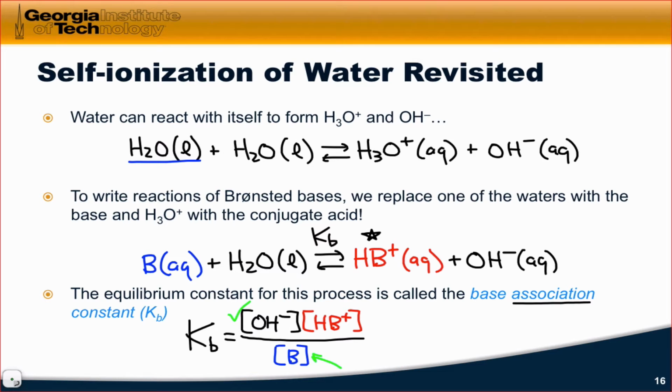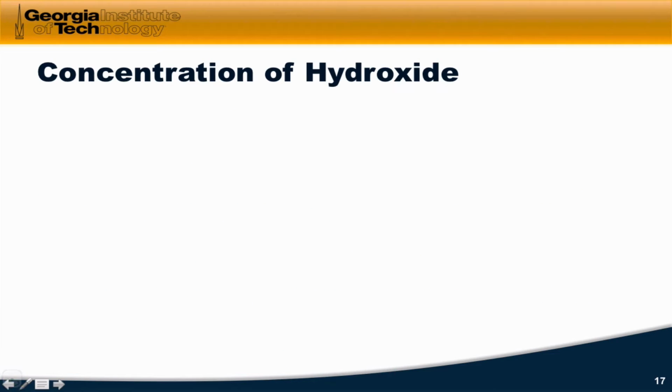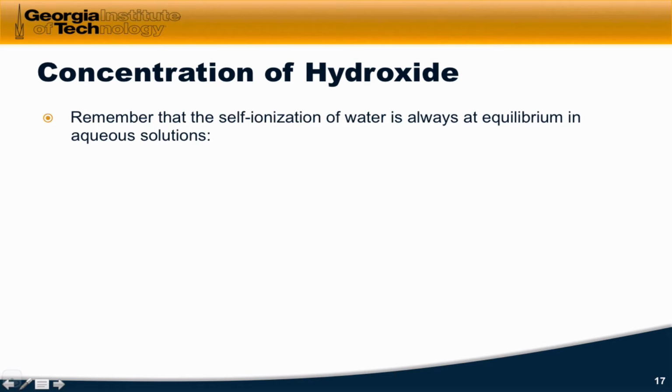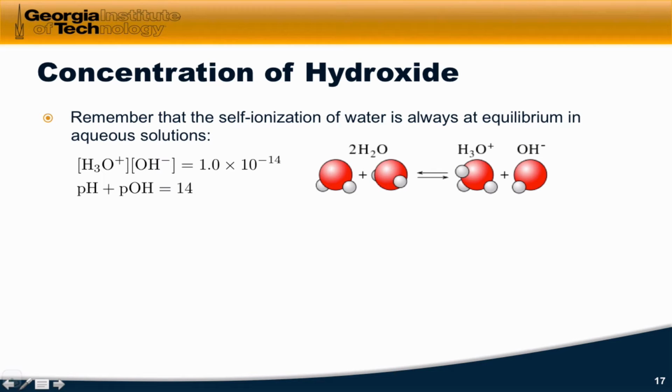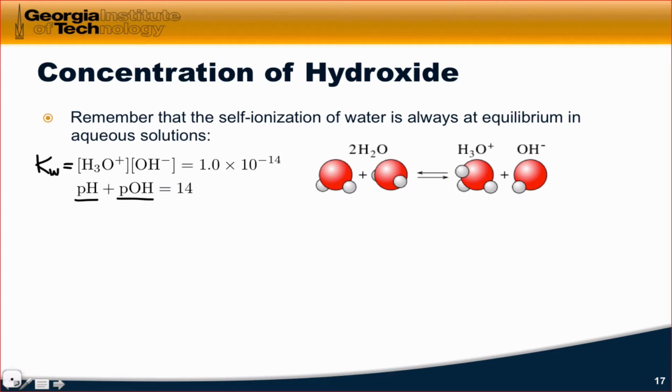So the question arises, how do we get from an equilibrium hydroxide concentration back to, say, a concentration of H3O+ or a pH value? Remember that the self-ionization of water is always at equilibrium in aqueous solutions. That means that the equilibrium expression for that reaction, H3O+ concentration times the OH- concentration, is always equal to Kw, which at 25 degrees C is 1 times 10 to the negative 14.